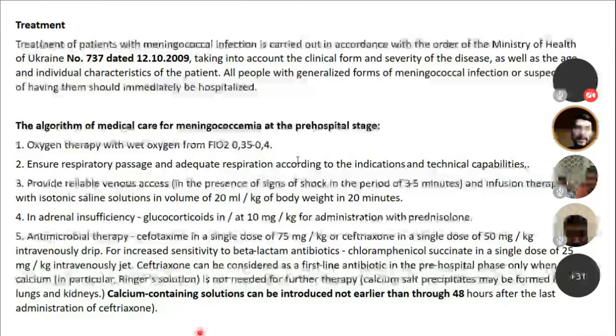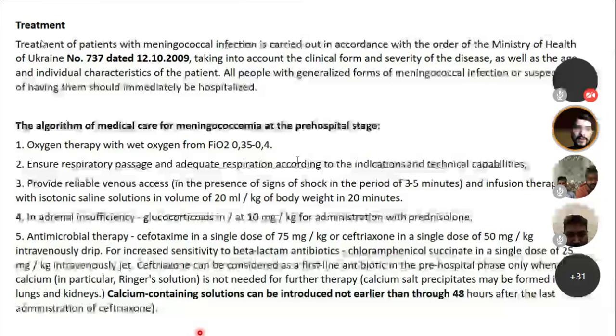So if the systolic pressure drops below 60, that's when the perfusion in the kidneys stops, so there's no filtration of the primary urine. That's why you need to maintain reliable venous access, and also provide isotonic saline solutions.